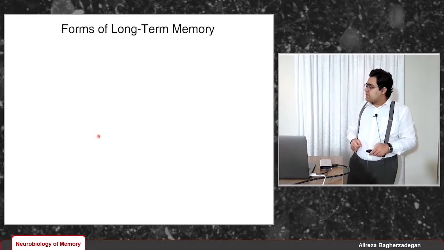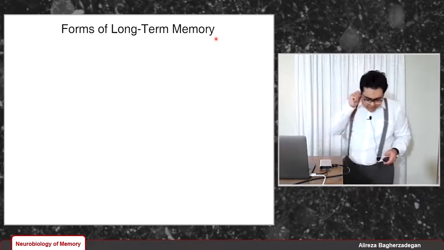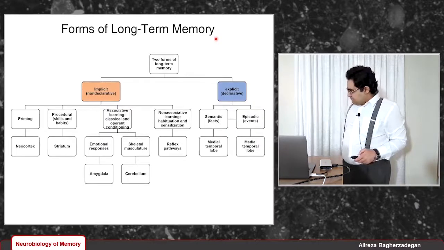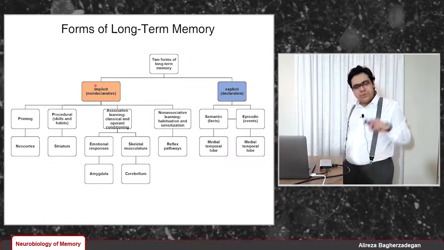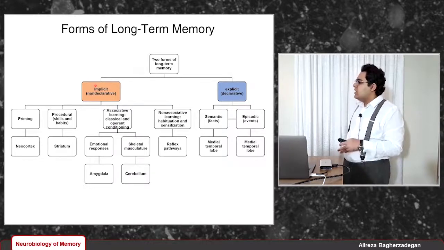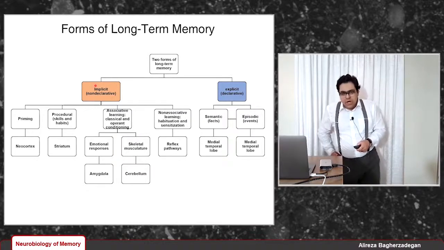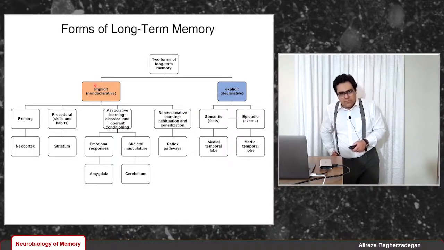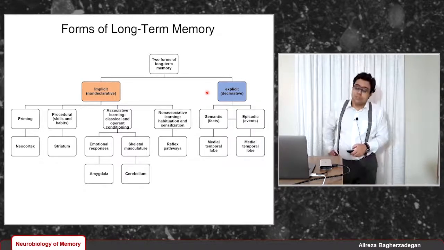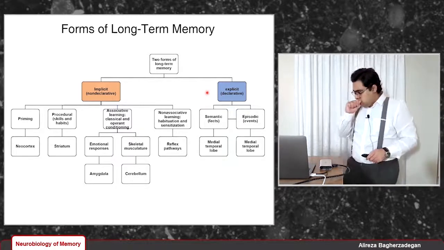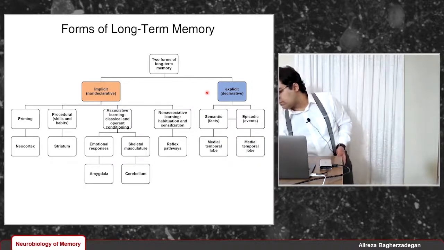Now let's talk about different forms of long-term memory. Long-term memory is a little bit more complicated than short-term memory. A lot is going on here, but there are two general forms of long-term memory: implicit or non-declarative long-term memory, which is the unconscious recall of information stored in long-term memory, and explicit or declarative memory, which is the conscious recall. I'm going to explain what I mean by conscious and unconscious recall of information.